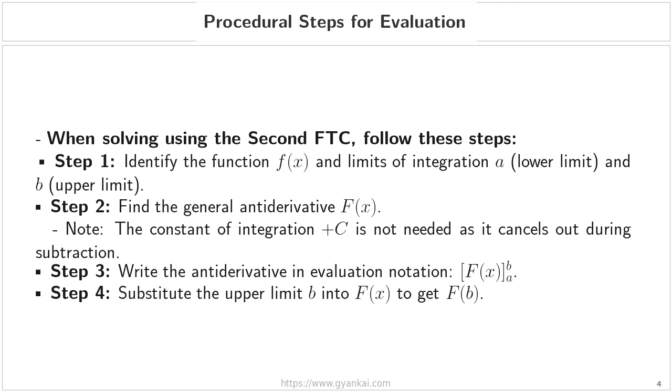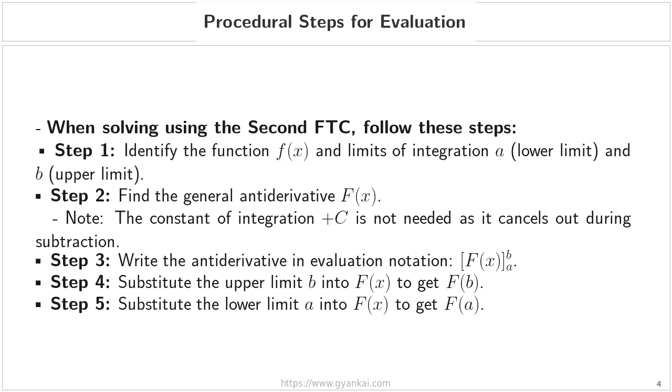Step 4, now we substitute the upper limit, b, into the antiderivative F of x. This gives you F of b, which represents the value of the antiderivative at the upper bound of your integration. Step 5, similarly, substitute the lower limit, a, into the antiderivative F of x. This gives you F of a, the value of the antiderivative at the lower bound.